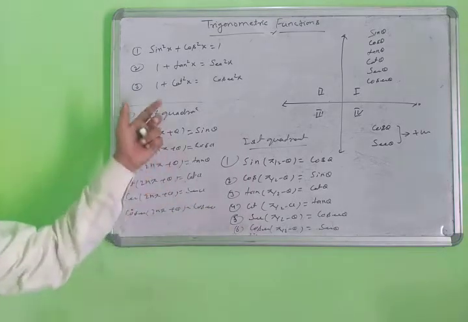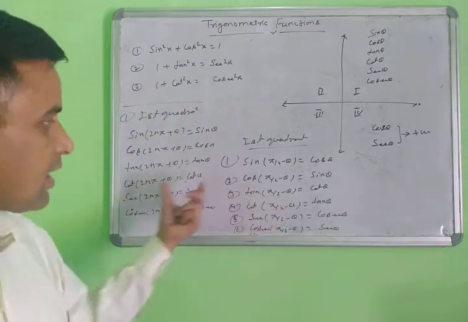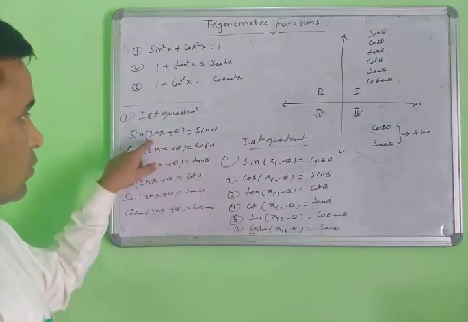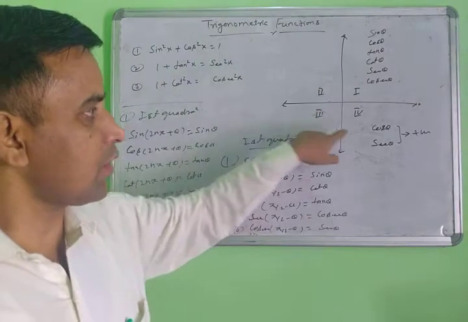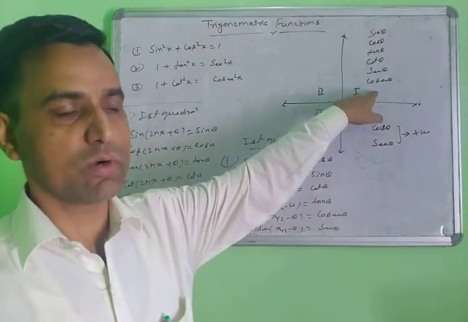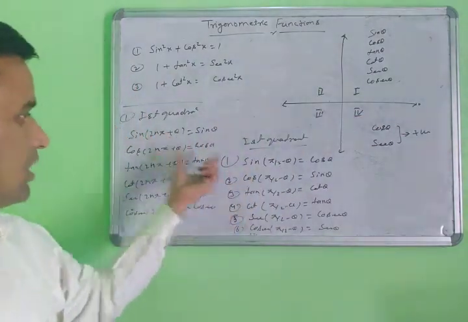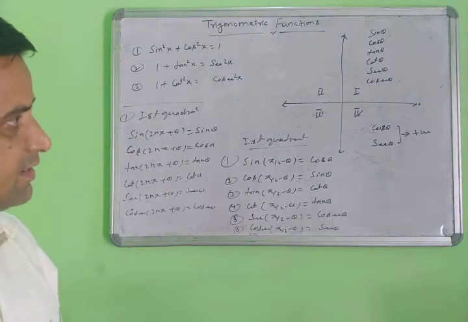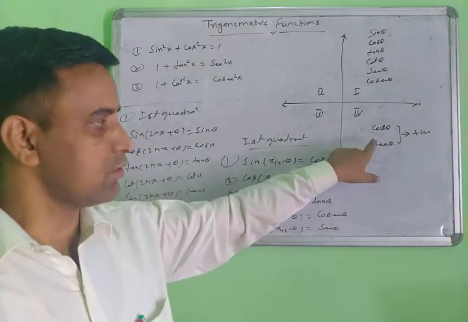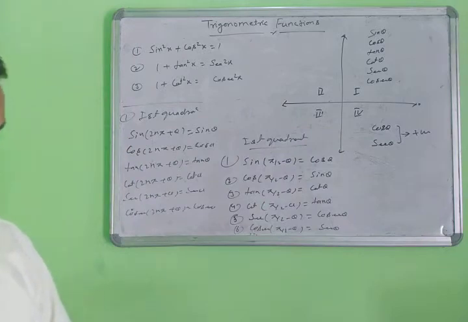This is also in the first quadrant. All are positive. Both are first quadrant identities. 2n pi means completing one full round and then taking something more, which lies in the first quadrant. This is what we call the first quadrant identities. Note them down. Then I will start the fourth quadrant identities.